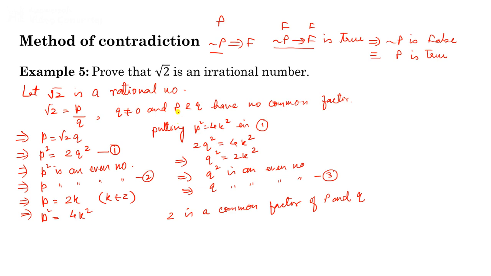Now look at this. We started with the assumption that P and Q have no common factor. But here we are getting 2 is a common factor of P and Q. It means this is a contradiction. Using this assumption, we are getting a contradiction. It means our assumption that root 2 is a rational number is not true. If it is not true, then its negation is true, and its negation is root 2 is an irrational number. You have to write all these things. So in this way, you can prove simple statements using the method of contradiction.